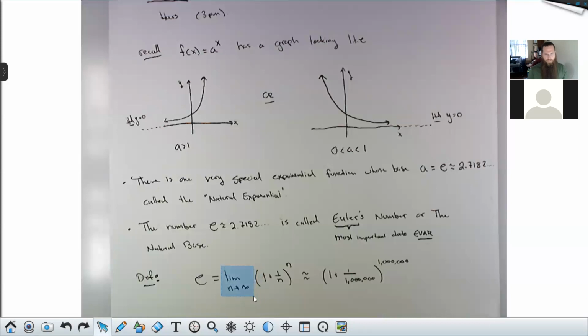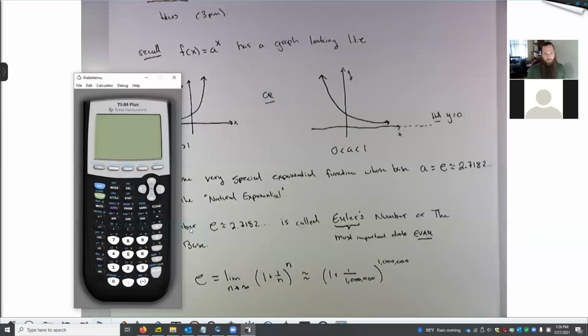So again, the limit notation here, limit as n goes to infinity, is the same as the end behavior notation that we're using. So I'm saying that this function gets closer and closer and closer to a particular number, or has a horizontal asymptote as n runs off to the right. And we can get a feel for that here.